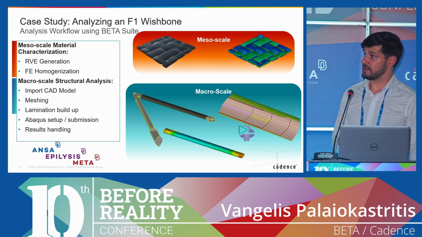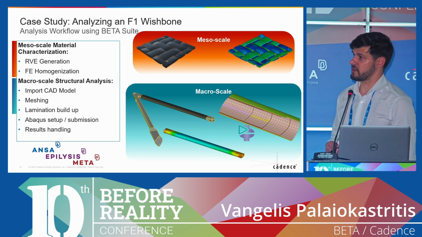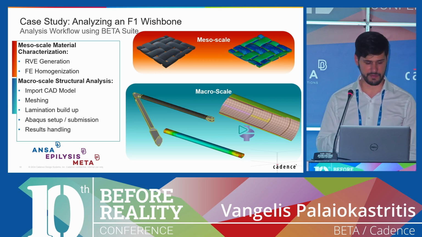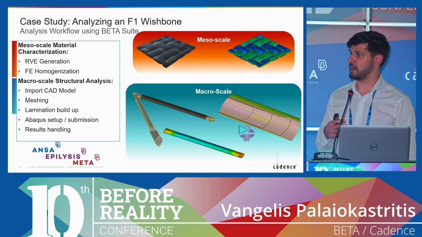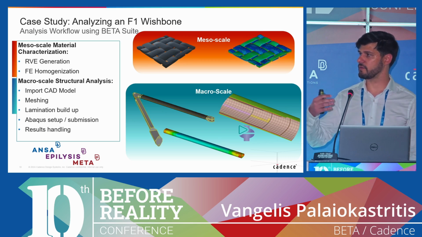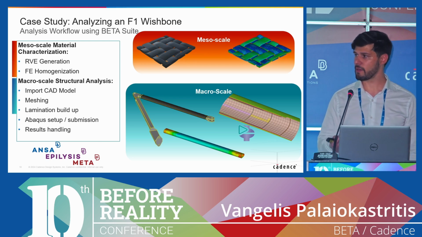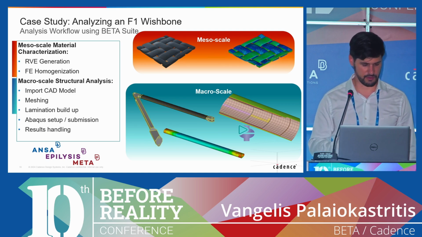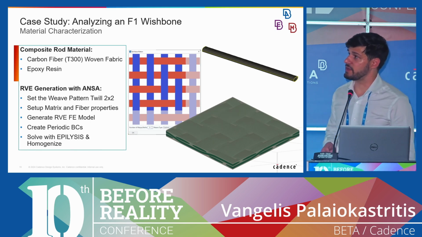We will start from the mesoscale and we will perform the material characterization through RV analysis. So we will generate the RV, we will perform FE homogenization, and then use this material at the macro scale where we will perform a typical CAD translation, meshing, lamination buildup, Abaqus setup, and submission, and of course the handling of results.